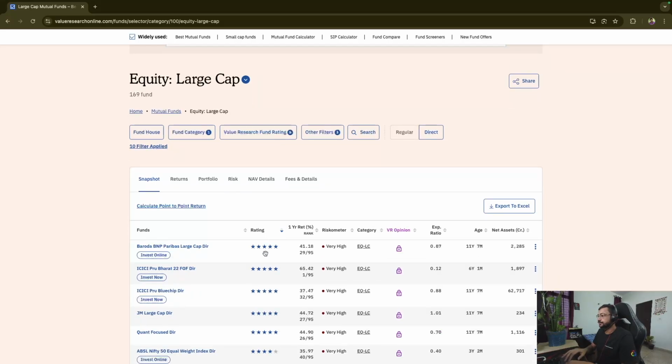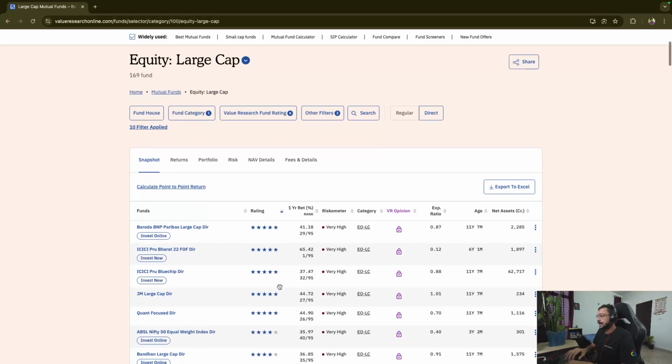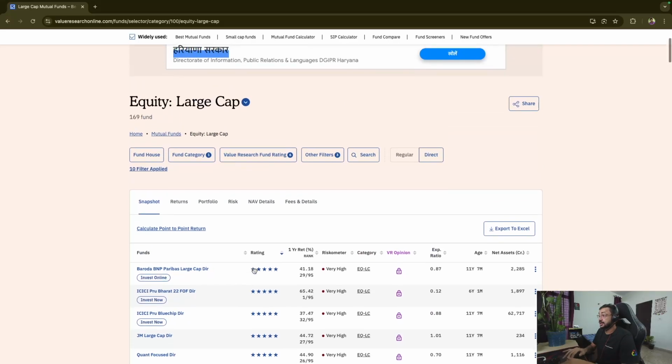And suppose you choose maybe ICICI Prudential and one of my favorite funds, which is UTI Nifty Index Fund, because I just like it because it has the least expense ratio that I could find till date. And let's compare both of those funds, right? Because you see that, okay, ICICI Prudential Blue Chip, it's 5 ratings, 37% return, and it's a good fund, right?